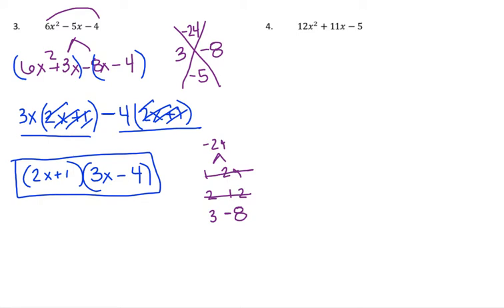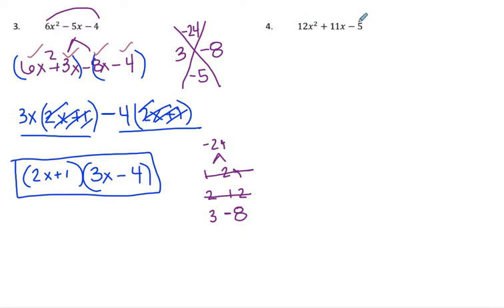And again, every time if I wanted to, I can check. 2x times 3x, there's my 6x squared. 2x times negative 4, there's my negative 8x. 1 times 3x, there's 3x. 1 times negative 4, there's my negative 4. Even if I check that pretty quickly, at least I can make sure all my signs are correct. Because again, once we get into this pattern, it becomes pretty quick, but we have to be careful on our signs. All right, number 4.